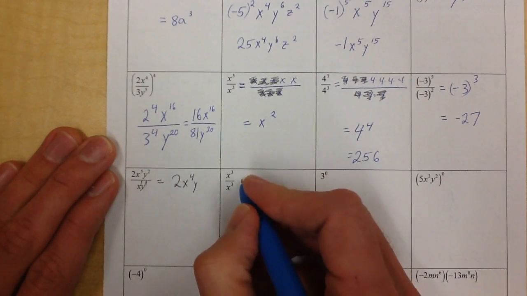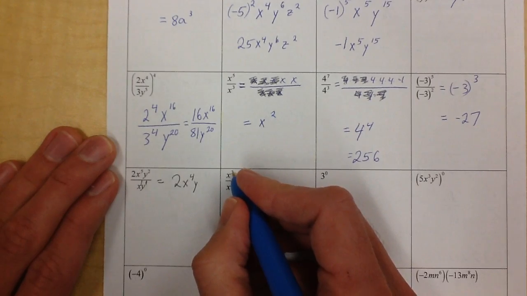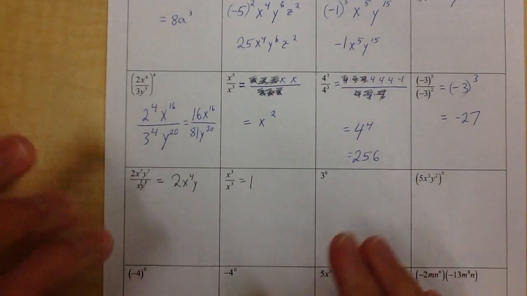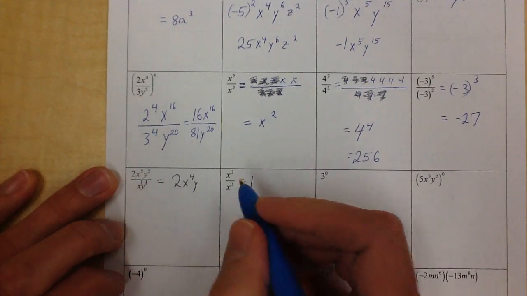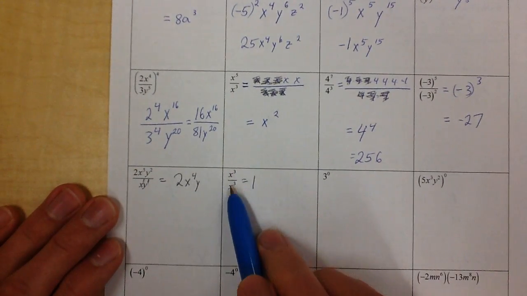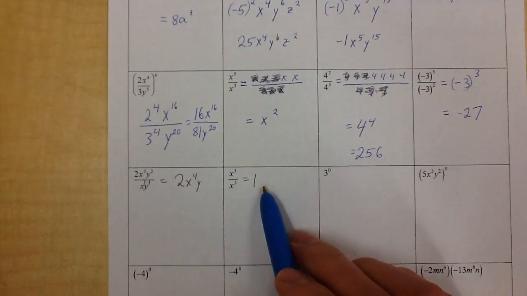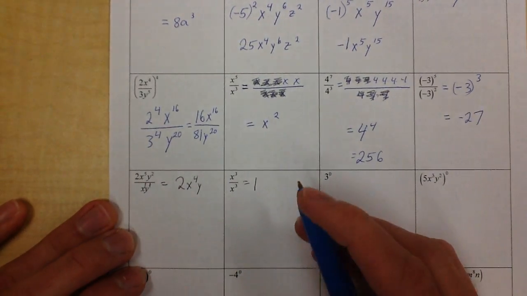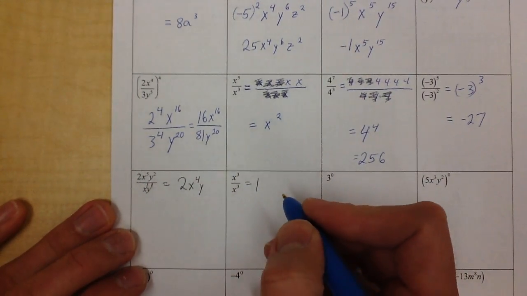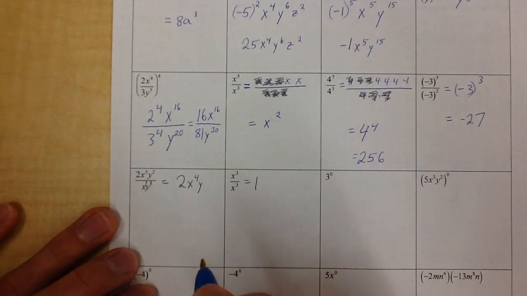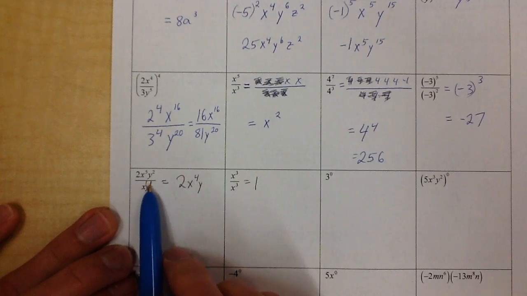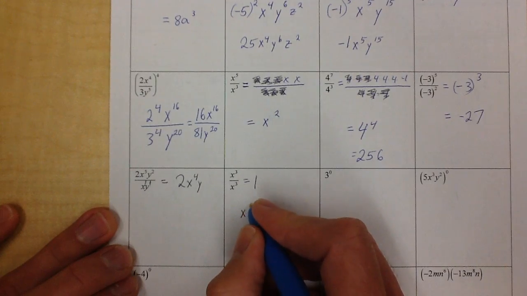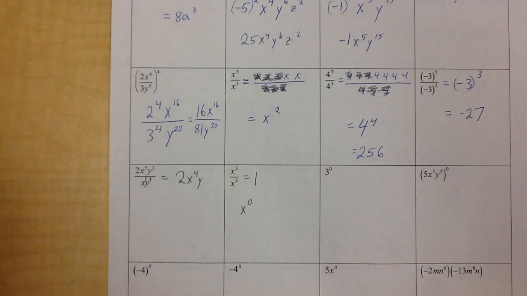X to the third over x to the third, well, let's see. Anything divided by itself is 1. There's an exception. 0 divided by itself is not 1, but let's ignore that for now. Anything divided by itself. So here's what I noticed first. These are actually the same thing. So if I had 5 divided by 5, I'd get 1. If I had 25 divided by 25, I'd get 1. If I had x divided by x, I'd get 1, as long as x is not 0. It would work. X to the third over x to the third is 1. It's fine. But if I want to do it this way, then I could also say, well, you know what? 3 minus 3, let's see, that's really x to the 0. Oh, my goodness. Okay, here's the deal.